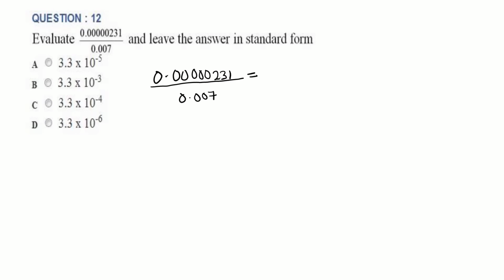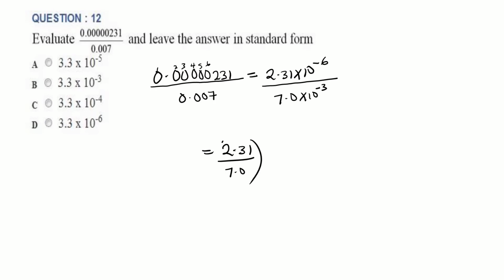And how do you do this? This is going to be 2.31 times 10 to the power of, you count the number of zeros. Here we have 1, 2, 3, 4, 5, 6. To the power of what? Negative 6. And divided by 7.0 times 10 to the power of what? Negative 3. Yes, that's right, negative 3. So here we can divide the real numbers and we divide the exponentials. We are going to have 2.31 divided by 7.0 here, multiplied by 10 to the power of negative 6.